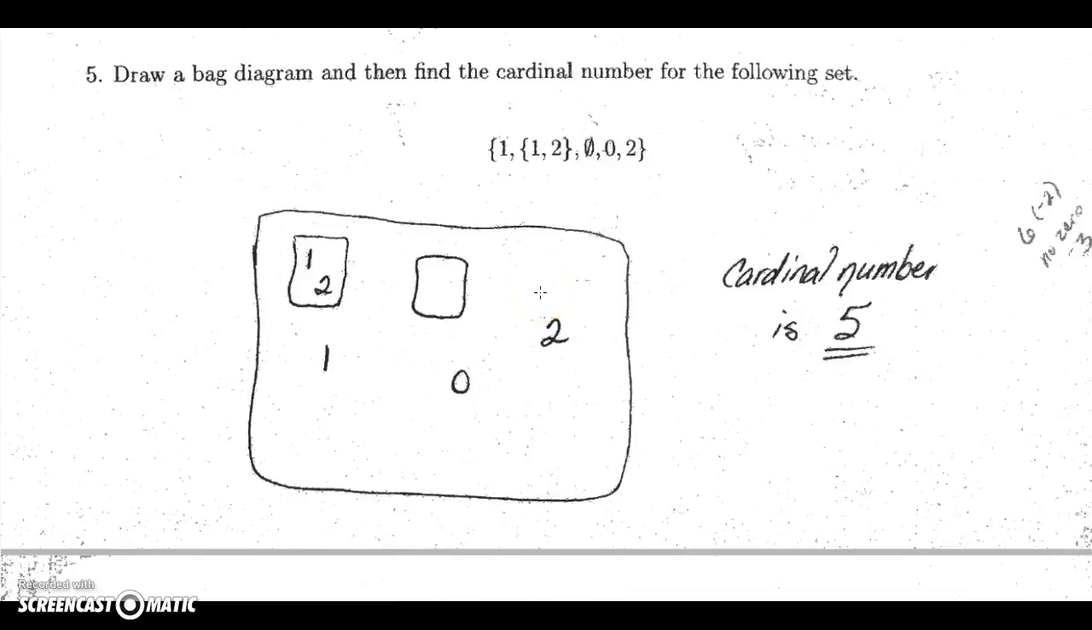Bag diagram here. So this is our outer bag here. The first element inside is 1. It is not inside an inner bag or anything. The next one is a set with 1 and 2. So that is inside an inner bag. Then we have an empty set. So that's just a bag inside here with nothing in it. The 0 itself is down here and the 2 is down here. Since we have 5 different items in the bag, notice this is one of the items and this is one of the items. And then the other 3 we would add in there to get a cardinal number of 5.